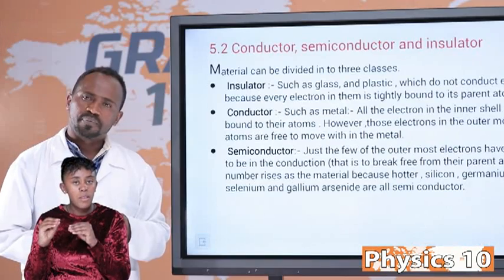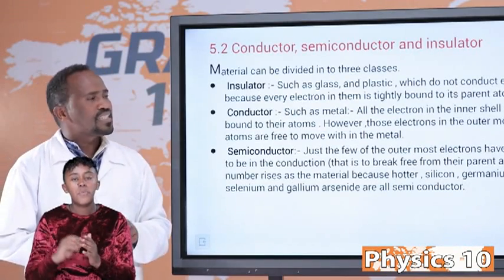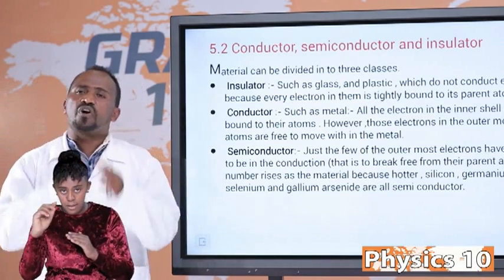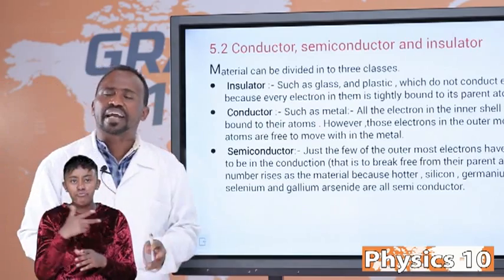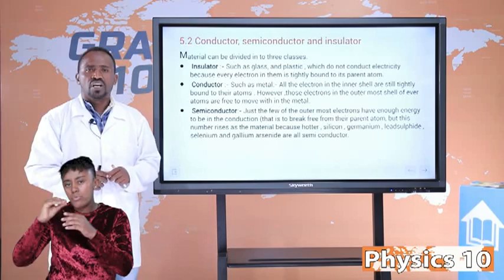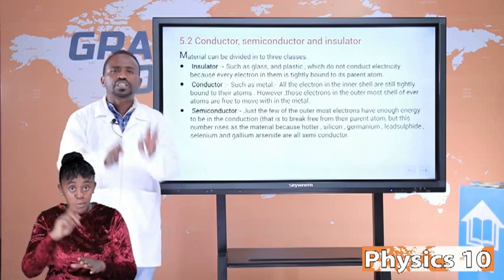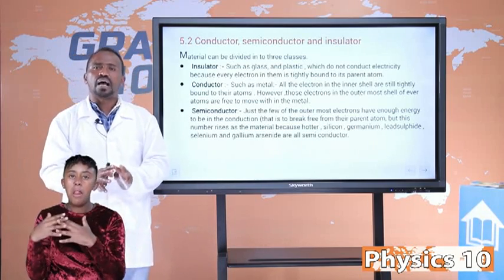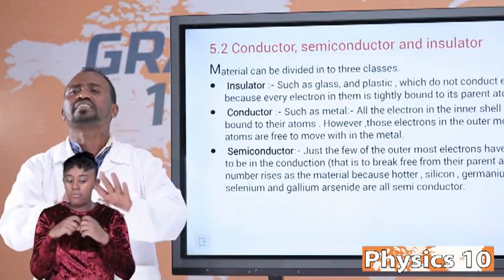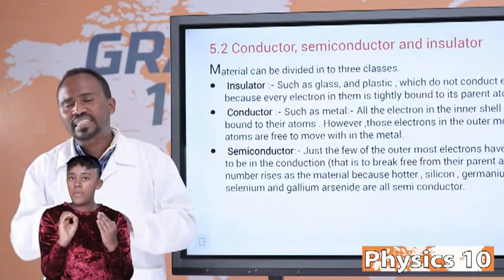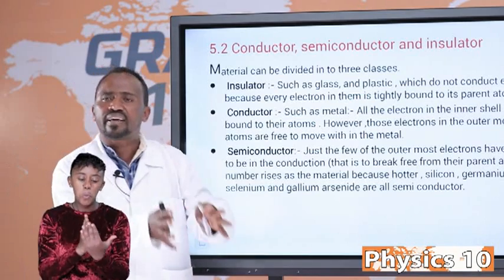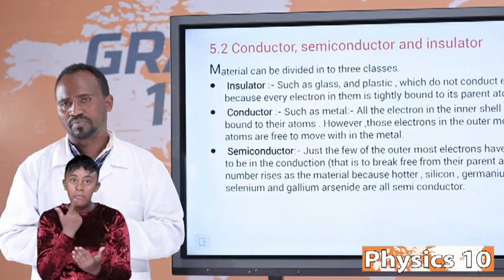Students, let us see conductor, semiconductor, and insulator. It is not new for you because you learned it in different subjects. A conductor is a material which conducts electricity, while an insulator is a material which does not permit the passage of electricity through it. A semiconductor is intermediate between a conductor and an insulator.